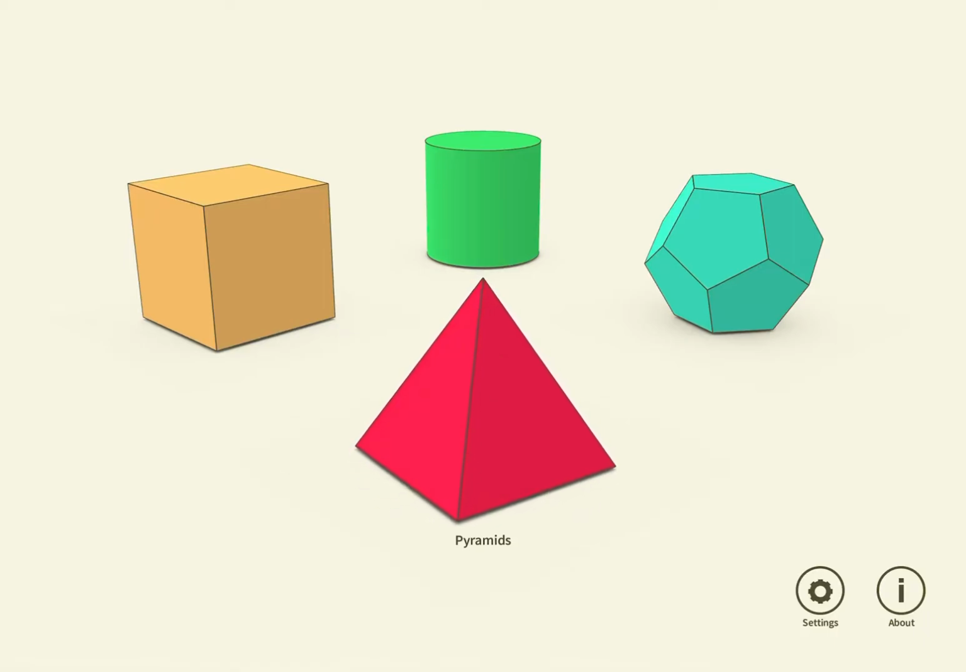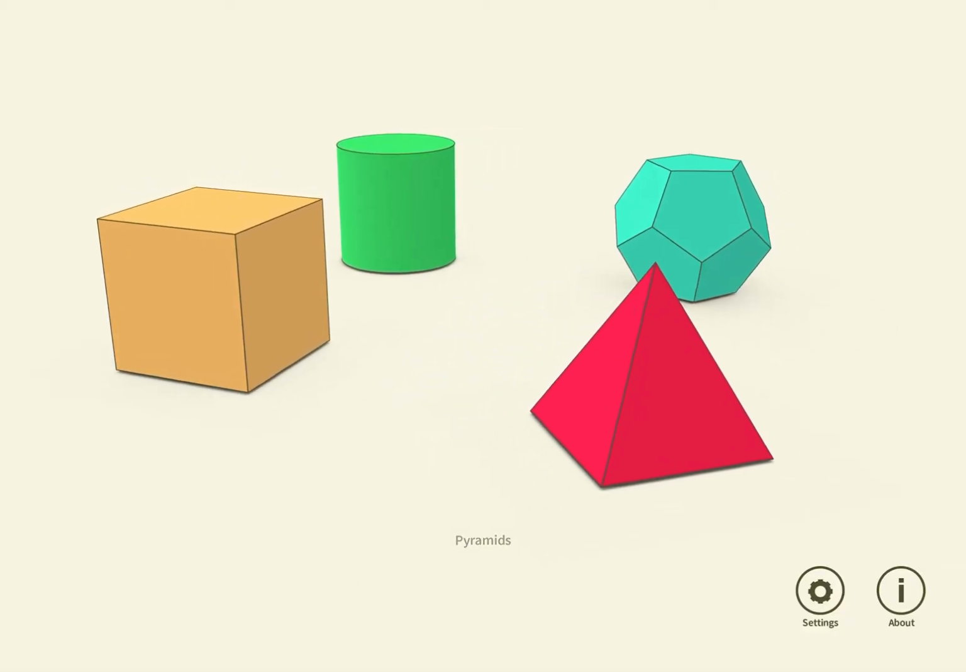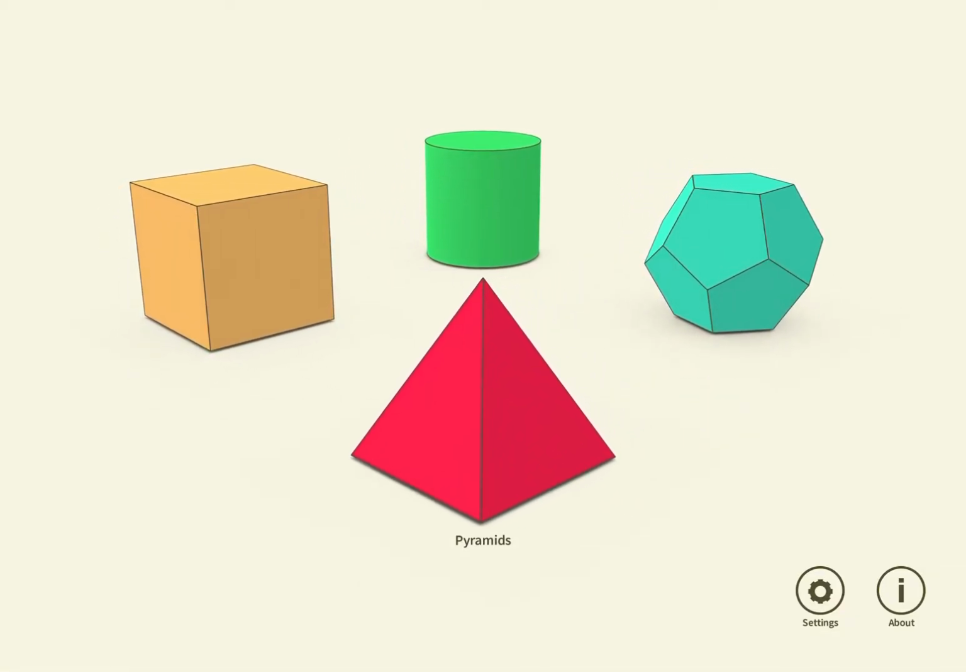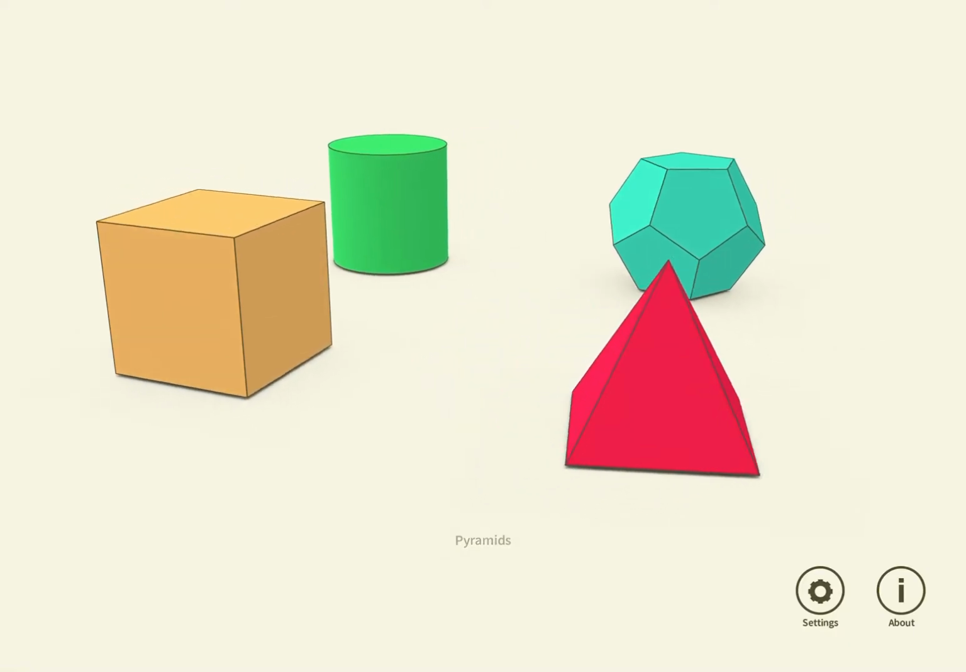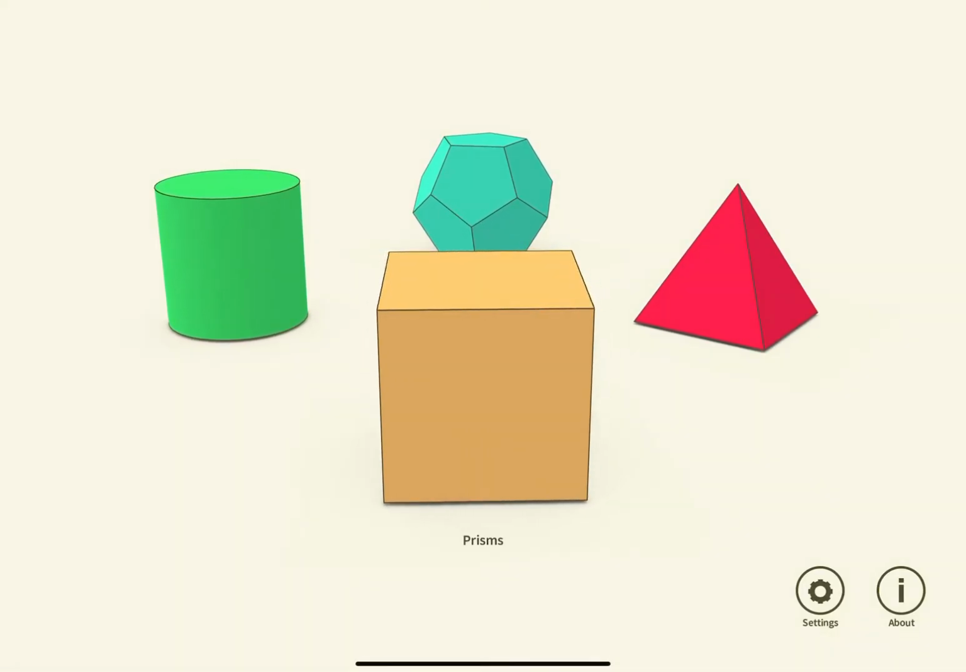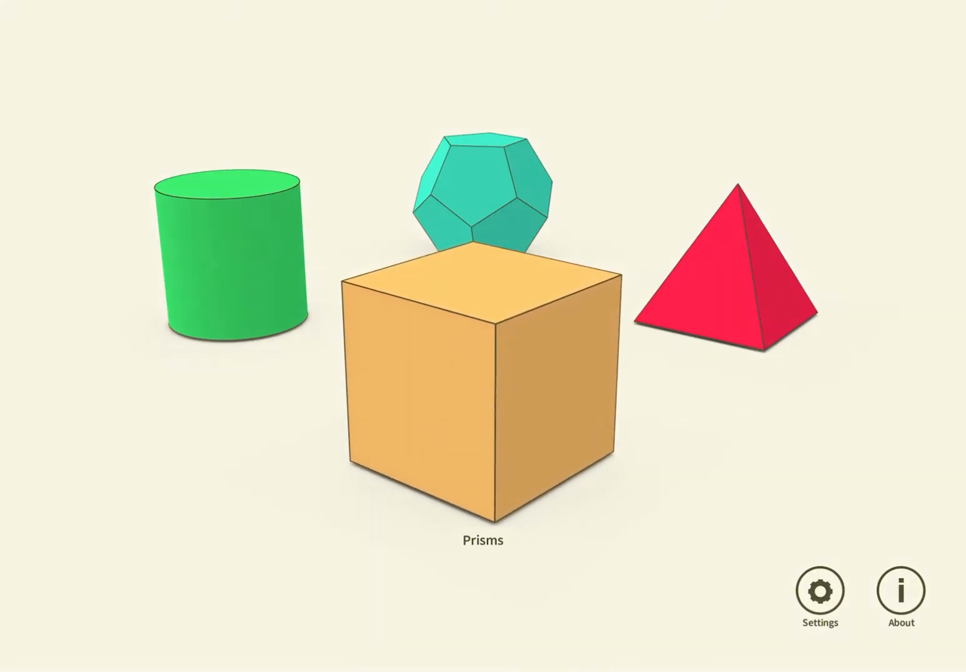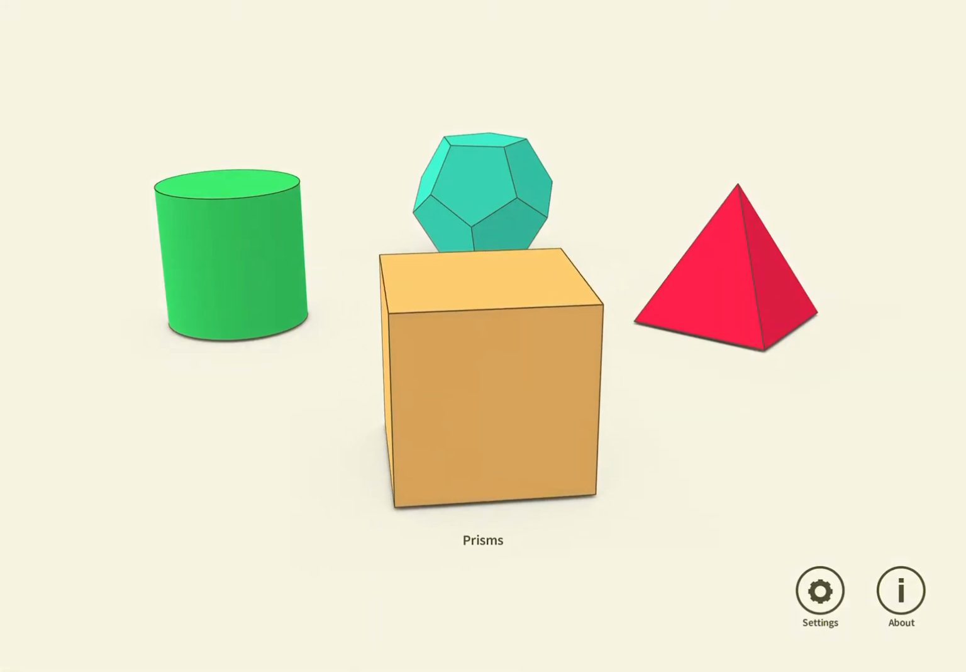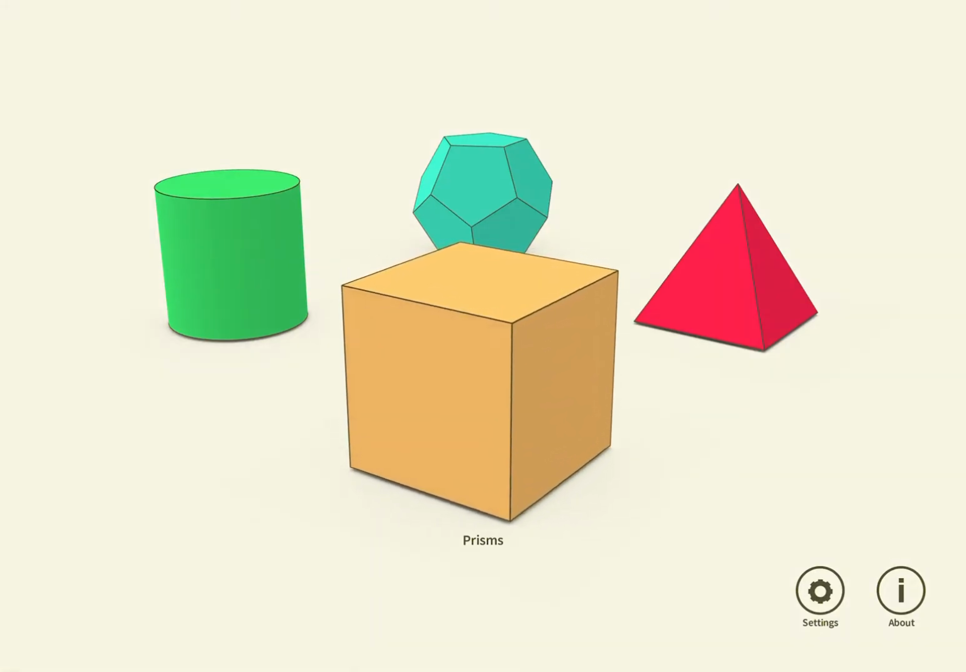So basically, this app separates 3D shapes into different classes. So first we have pyramids. So pyramids have one vertex at the top, right? And they all join up at that one vertex. There's prisms. Okay, so prisms, unlike pyramids, they don't meet up at one point at the top. They have the same shape at the top and bottom. Okay, and we'll talk about that.